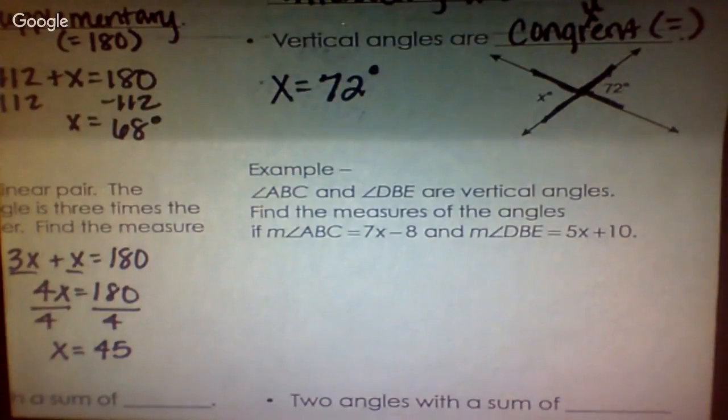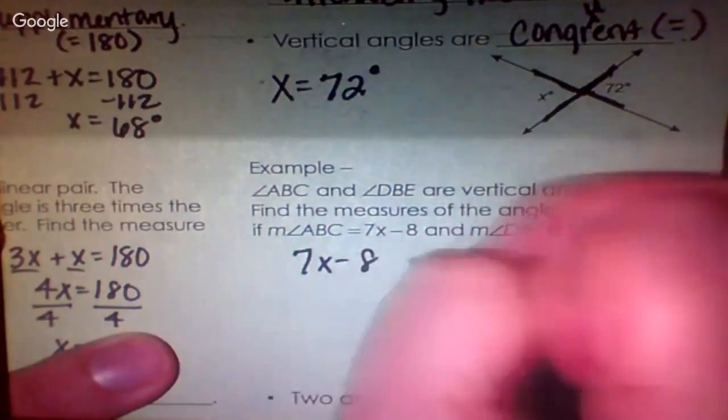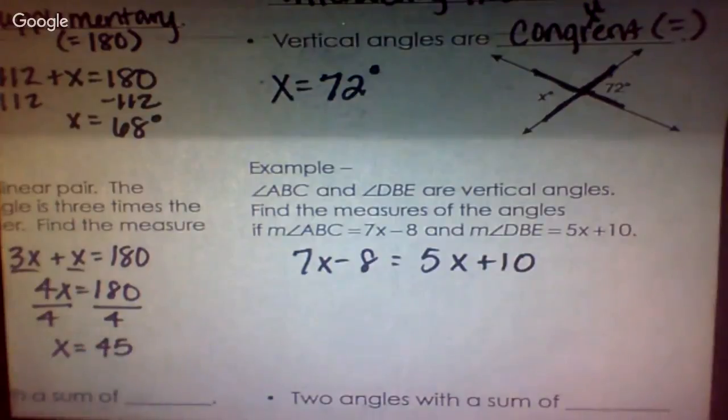Okay. In the word problem below, it says angle ABC and angle DBE are vertical angles. Find the measure of the angles if the measure of angle ABC is 7x minus 8 and the measure of angle DBE is 5x plus 10. Again, we know they're vertical angles, so we know that they're what? Congruent. So they're equal, so we set them equal to each other and solve. So 7x minus 8 equals 5x plus 10.